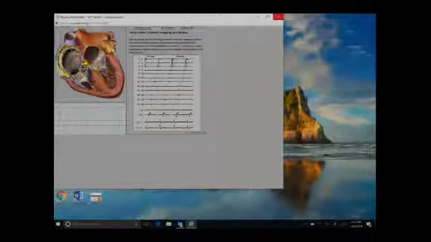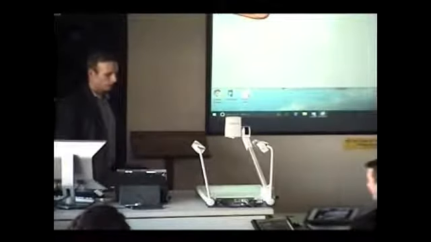So this is atrial flutter, typical atrial flutter. You can see it's going counterclockwise. That's the most common: 80% counterclockwise, 20% clockwise of the typical flutters.